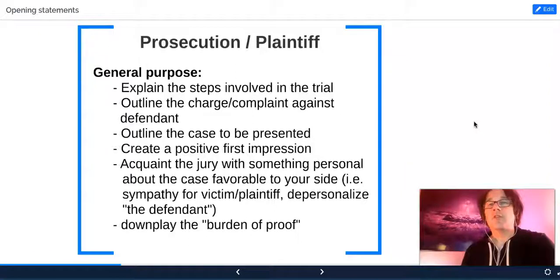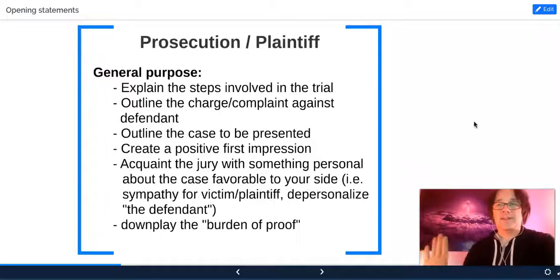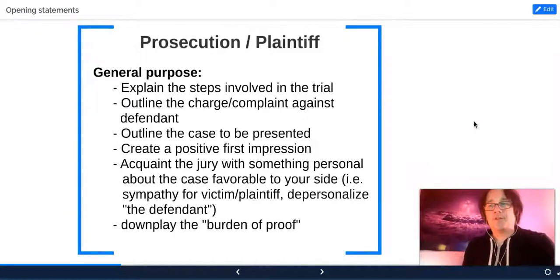And you also want to try to depersonalize or dehumanize, in a sense, the defendant. So the prosecution should refer to the defendant as the defendant, not by his or her name. You want to try to make the defendant a non-person as much as possible, right? So the way that you refer to them should be really impersonal, to the extent where you're almost depersonalizing them.